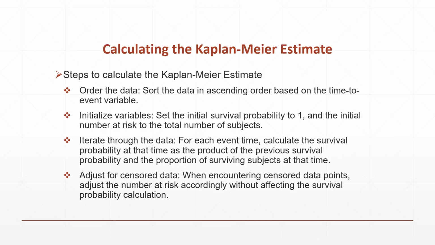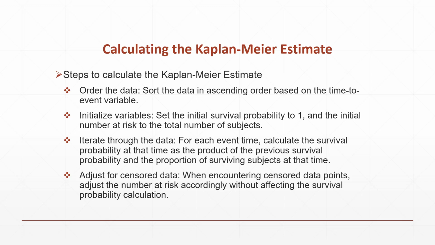First, we need to order our data in ascending order based on the time-to-event variable. Then we need to initialize the survival probability to 1 and the number at risk to the total number of subjects. Next, we iterate through the data event by event. For each event time, we calculate the survival probability at that time. It is done as follows. We take the previous survival probability and multiply by the proportion of surviving subjects at that time.